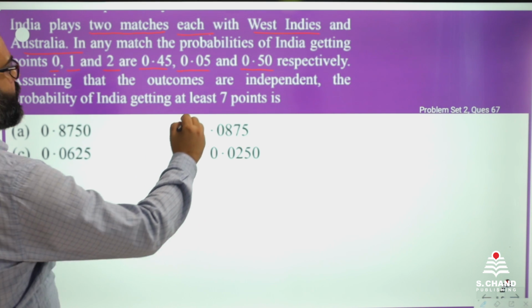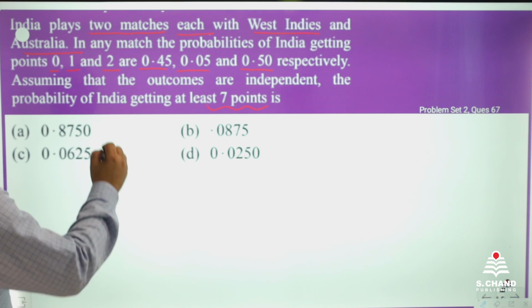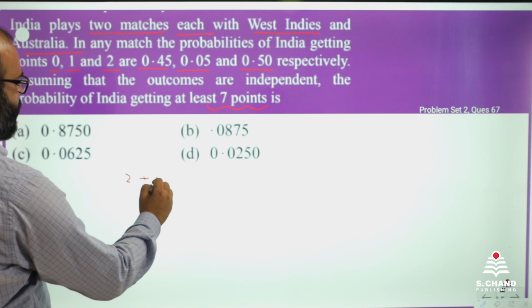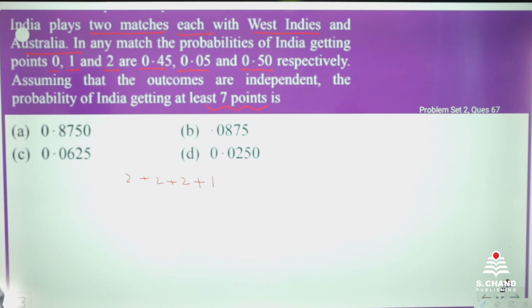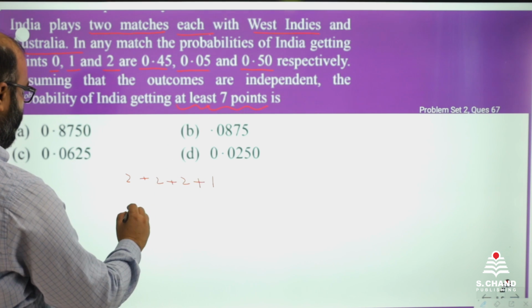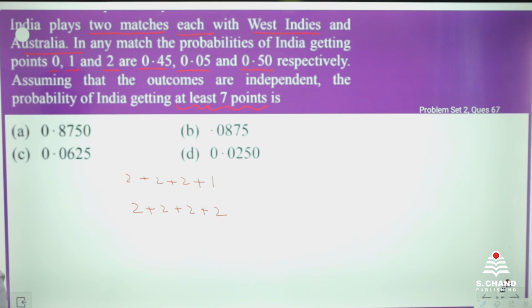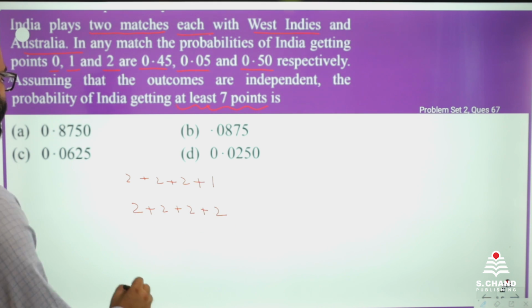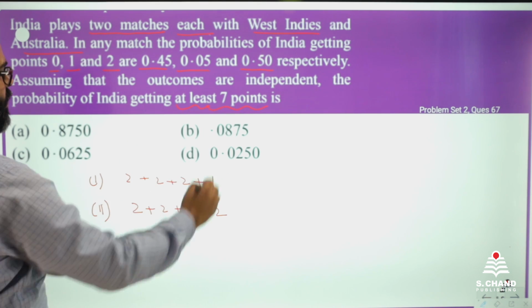Now in 4 matches, 7 points can be accrued if India gets 2 points in 3 matches and 1 point in the 4th match. So this is possible for at least 7 points. So this is one case. Another case is that it gets 2 points in all the 4 matches. So two cases are there, case number 1 and case number 2, for at least 7 points.